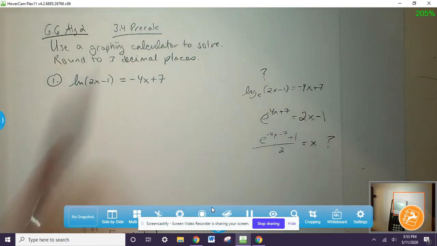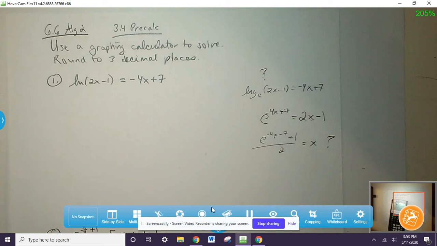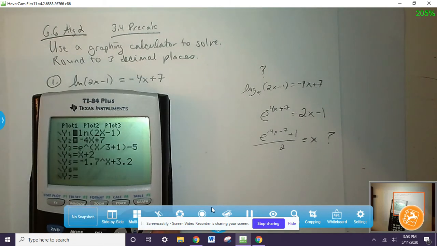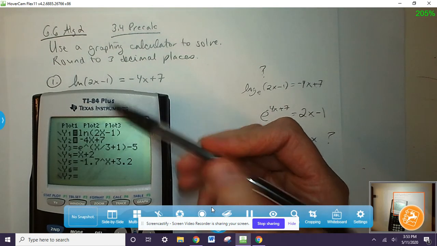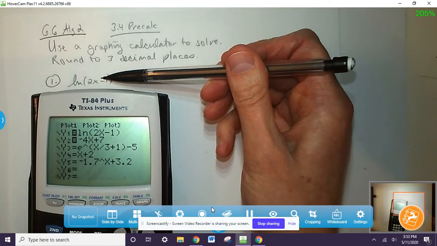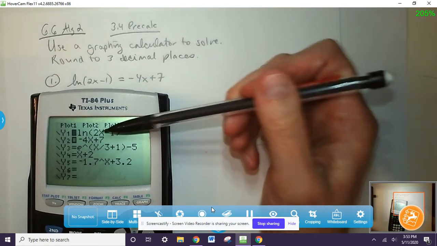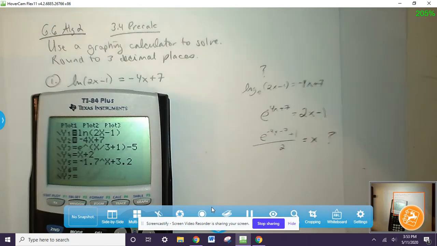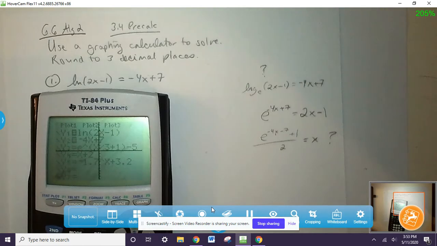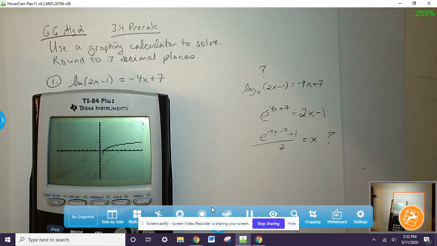There's a couple ways to do that. Here's one way. One way to do this is to graph the left-hand side and graph the right-hand side and find out where they equal each other. And that's my favorite method, so I'm going to show you that first. So if I graph, and I'm in Zoom Standard, there's my log graph.